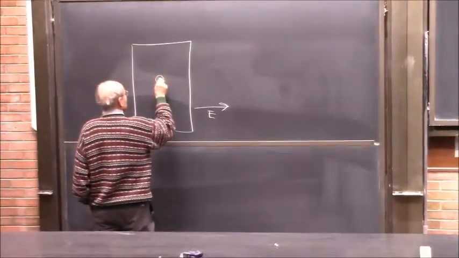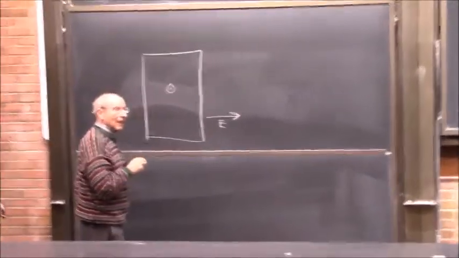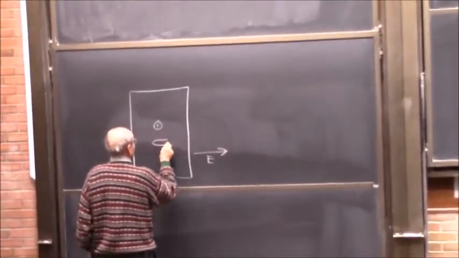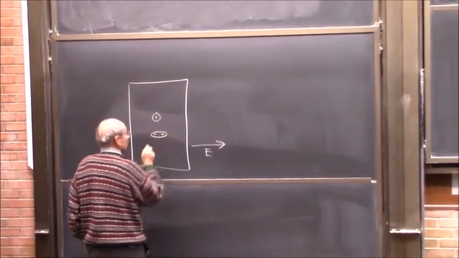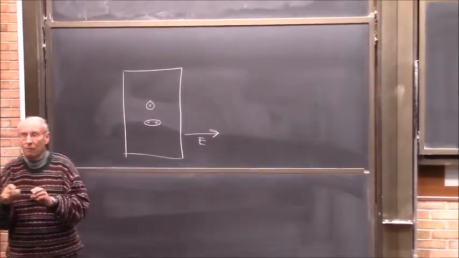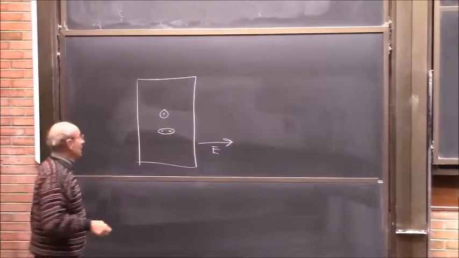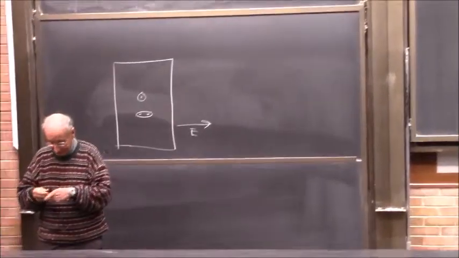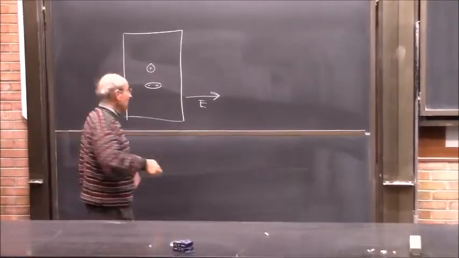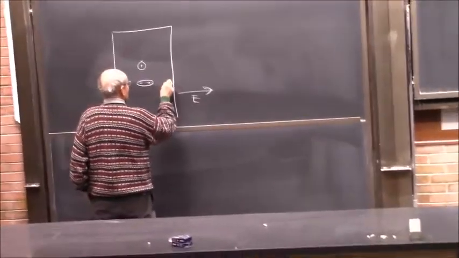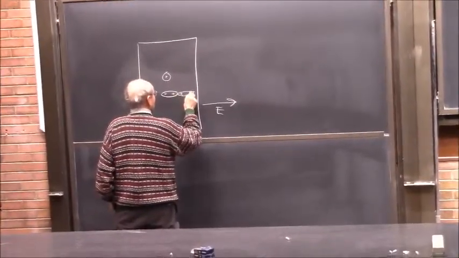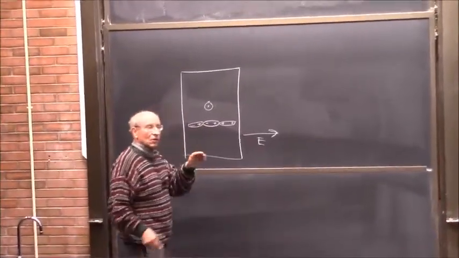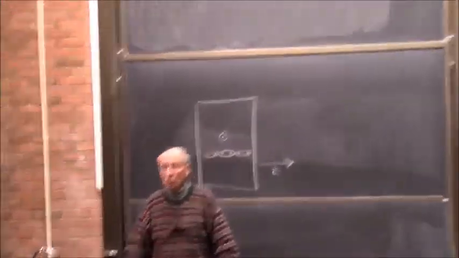And so what was originally atoms that were nicely symmetric, like that, will now get distorted so that the positive charges and the negative charges will have different centers. Will have different centers so that you'll have a situation like this. And so on. So the atoms in the material will get distorted.